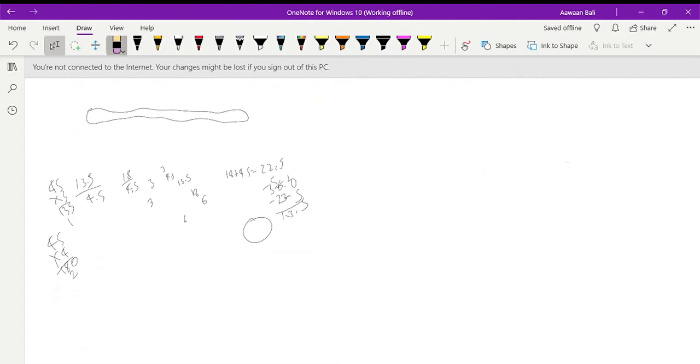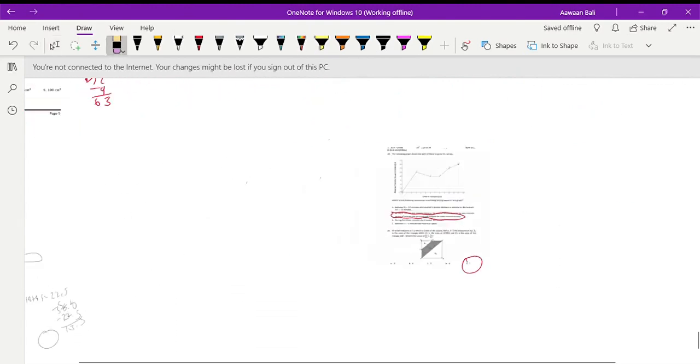Okay, now for this one, I'm going to use a small eraser. Okay.